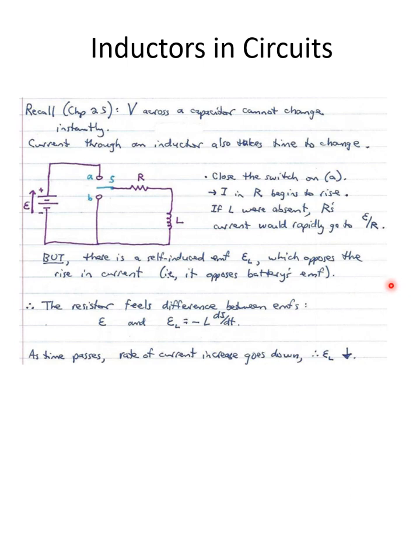There's a self-induced EMF, and we'll call that E sub L, which opposes the rise in current. So it opposes the battery's EMF. And therefore, the resistor feels a difference between the EMFs. You have just the E from the battery pushing one way to the right as it goes to the resistor, but then you've got pushing to the left the EMF from the inductor, and that's negative L di dt. As time passes, the rate of the current increase goes down, and so the back EMF will decrease as well.